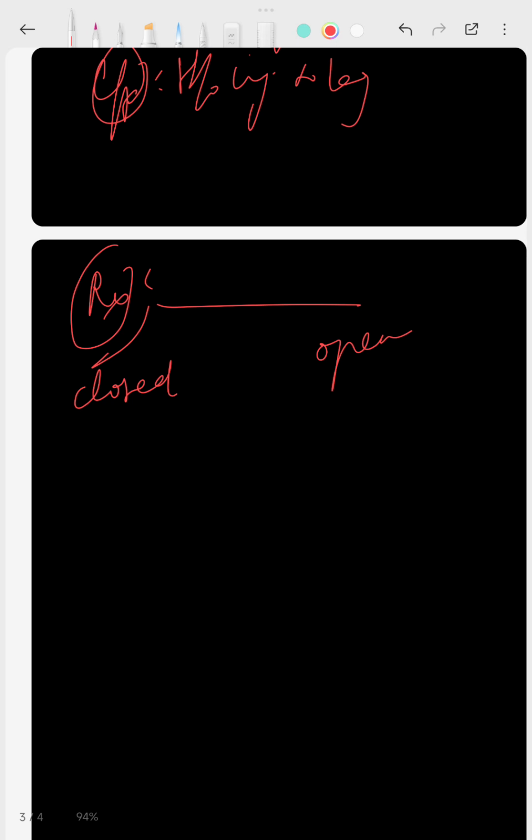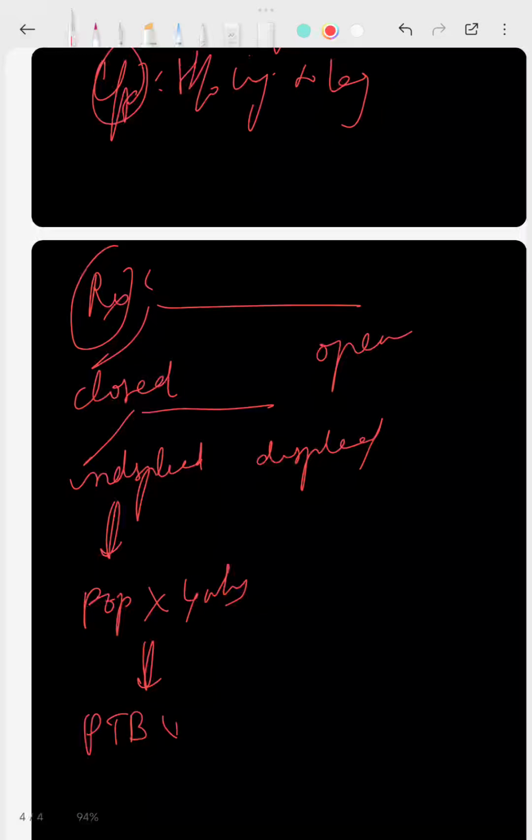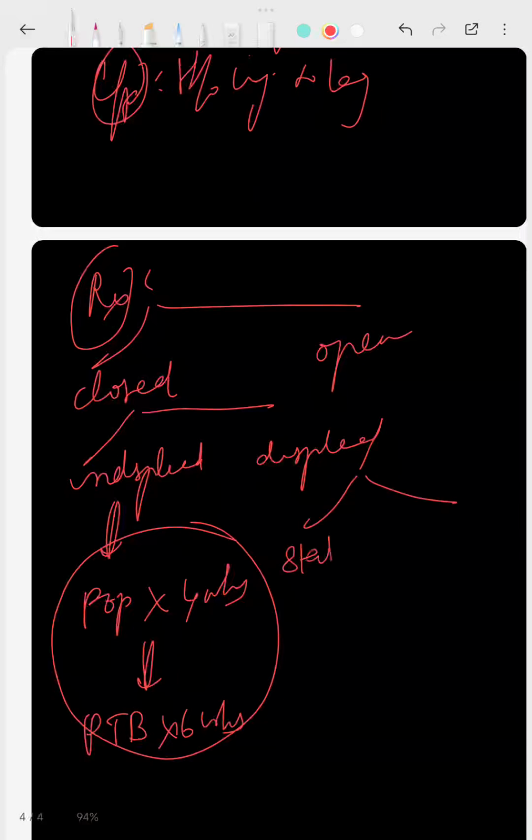In closed fracture, you will again divide it into two, whether it is undisplaced fracture or displaced fracture. If it is undisplaced fracture, you will do POP cast for 4 weeks, followed by patellar tendon brace for 6 weeks. If it is displaced fracture, then you will divide it into two, whether it is stable or unstable.